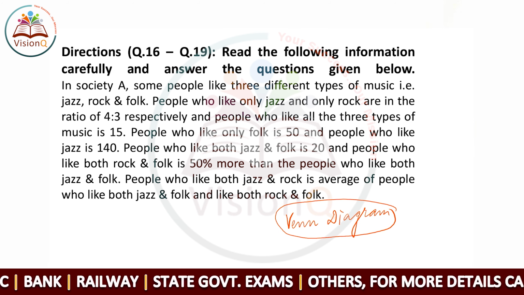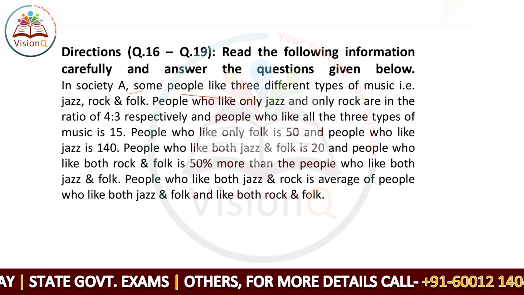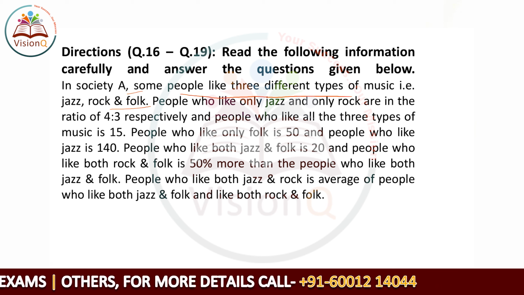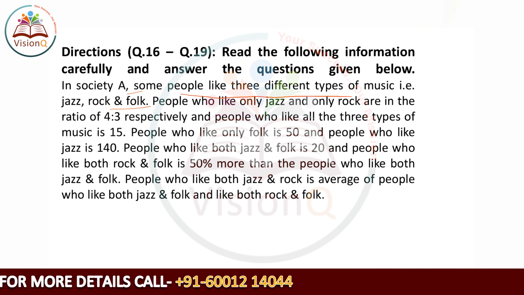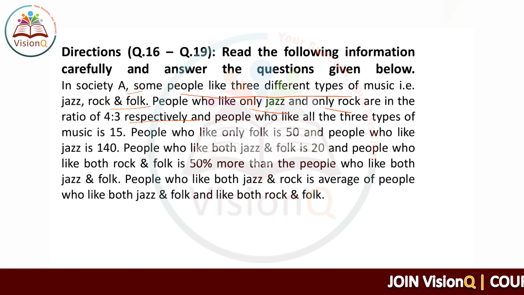So if I see this question very carefully, in society A, some people like 3 different types of music: jazz, rock and folk. People who like only jazz and only rock are in a ratio of 4:3 respectively. So whenever you get such sentences, only jazz, only rock, and if there is common portion also, such questions are always to be done applying the concept of Venn diagram. So let me draw a Venn diagram here.